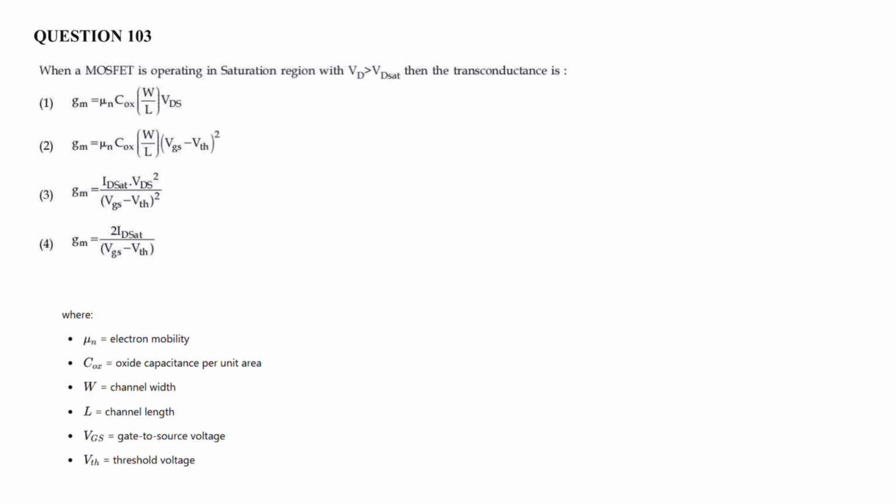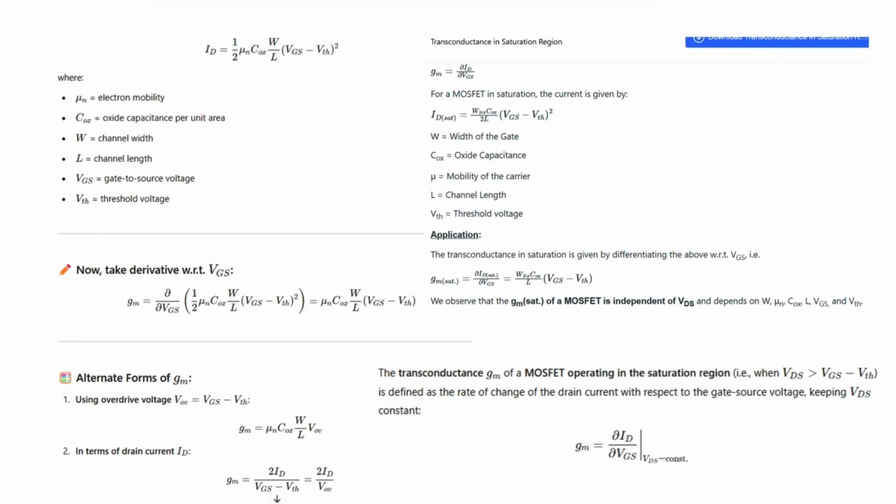Next question. A MOSFET is operating in the saturation region with VD greater than VD saturation, then the transconductance is. So we know that the drain current ID is mu n COX by 2 W by L VGS minus VTH whole square, where mu n is electron mobility, COX is oxide capacitance per unit area, W is the channel width, L is the channel length, VGS is gate source voltage and VTH is threshold voltage. Now the transconductance GM is the differentiation of drain current with respect to gate source voltage, dou ID by dou VGS. On substitution, we get transconductance GM is mu n COX W by L into VGS minus VTH.